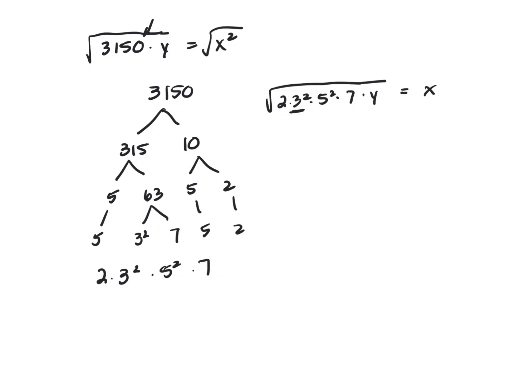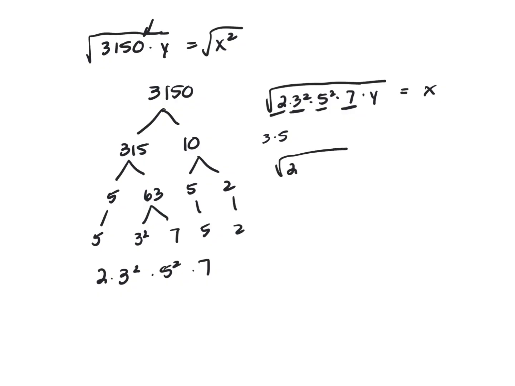Well, you can take the square root of 3 squared because you can bring out a 3, and you can take the square root of 5 squared and bring out a 5. Okay? I wish that 2 was a 2 squared. I wish that 7 was a 7 squared.